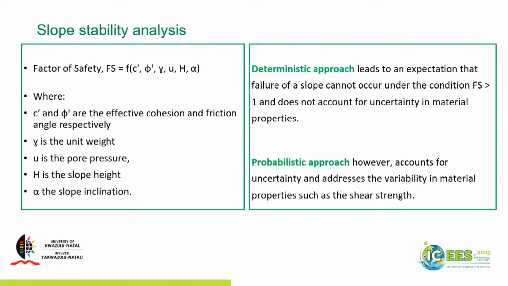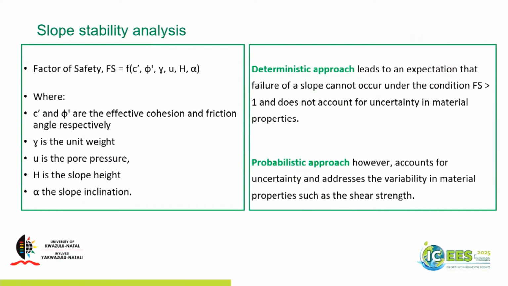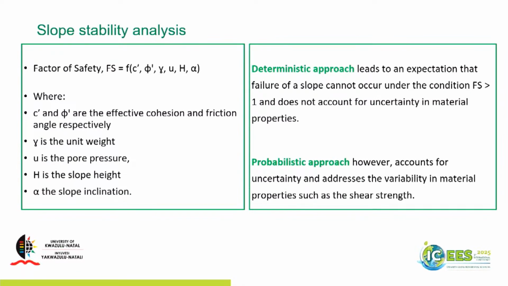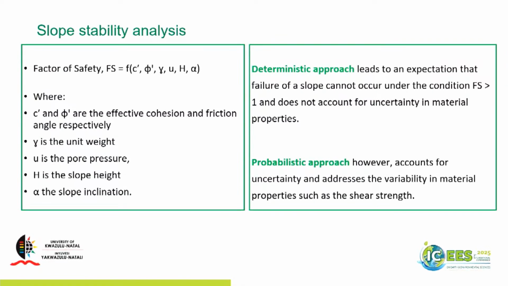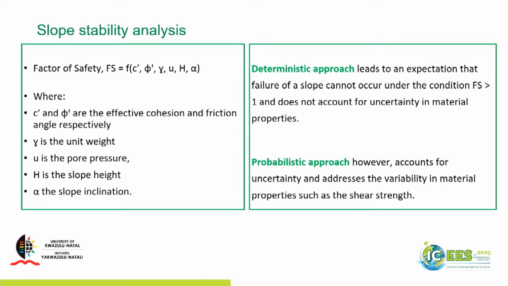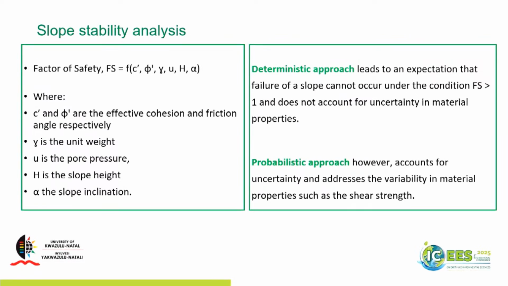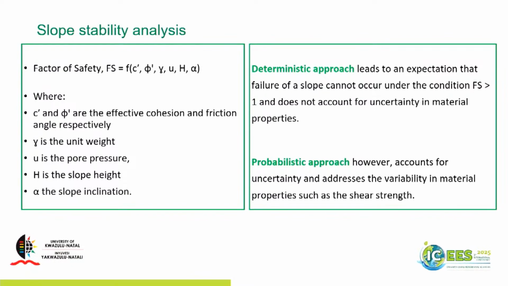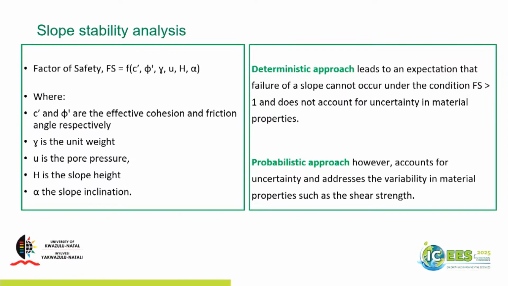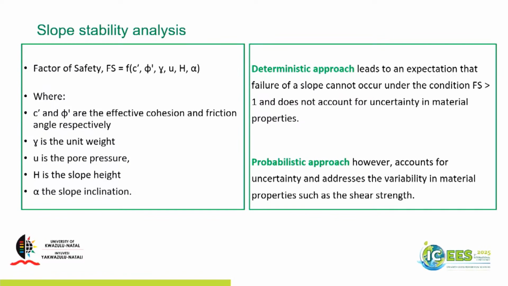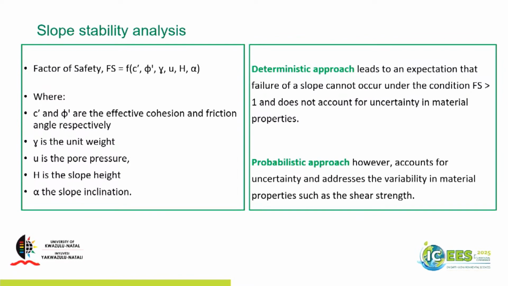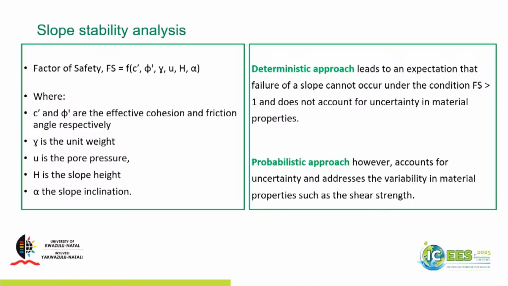So in a deterministic approach, when you do the analysis, you do it once, and it leads to an expectation that failure of the slope cannot occur when the factor of safety is greater than 1. Because if the factor of safety equals 1, the slope is at the point of failure. That is, the shear strength and the shear stress are at equilibrium. But when it is greater than 1, the slope is stable. So it doesn't take into account the uncertainty in material properties.